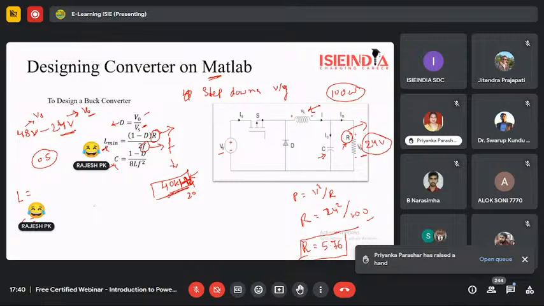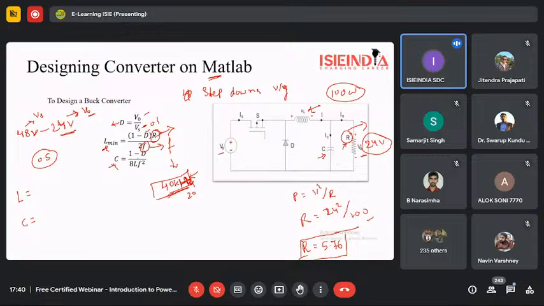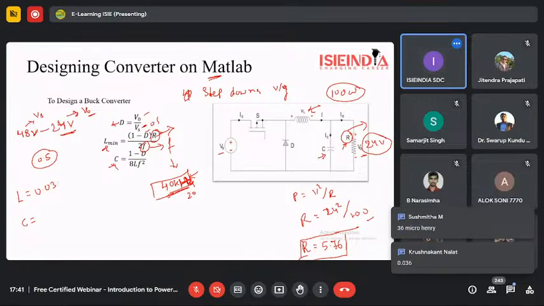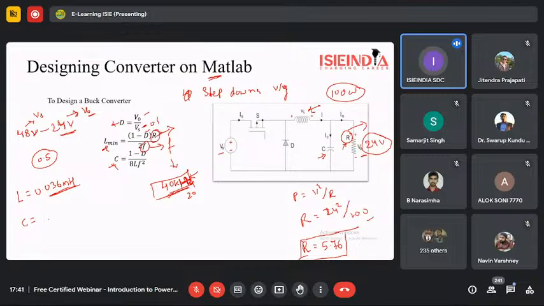We have the D value here, which is 0.5, R is 5.76, and F we have. So what is the value of L? 0.36 microhenry? Micro or milli? Now that is the value of C.